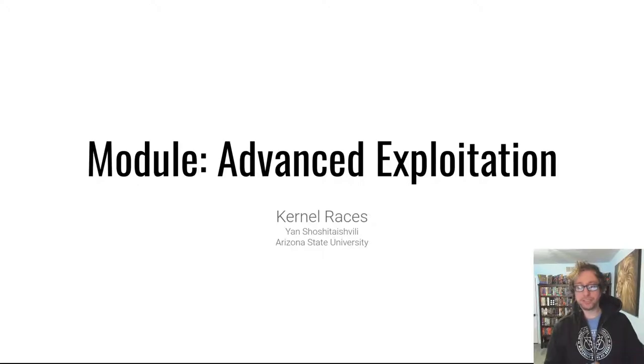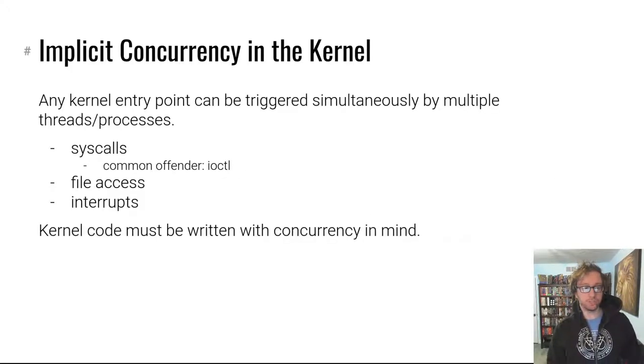We're talking about advanced exploitation, specifically race conditions in the Linux kernel. Why are we talking about this? Well, because race conditions happen in the Linux kernel. The kernel is implicitly concurrent. If you have a kernel entry point, a system call, including a very common one, ioctl is a common source of these issues.